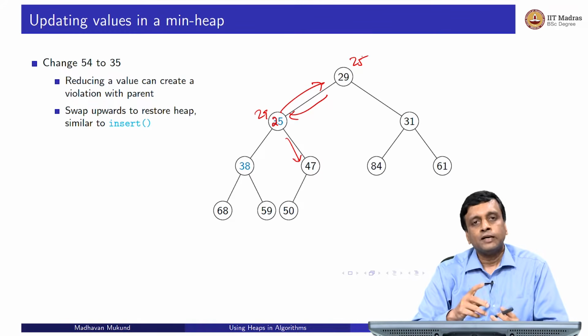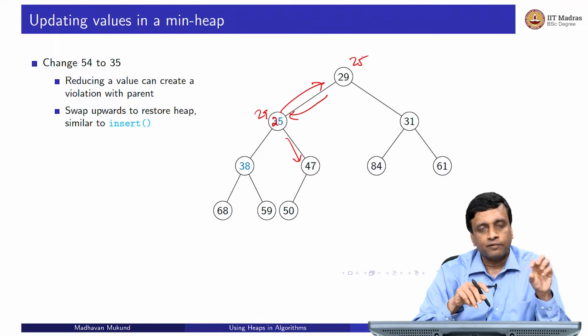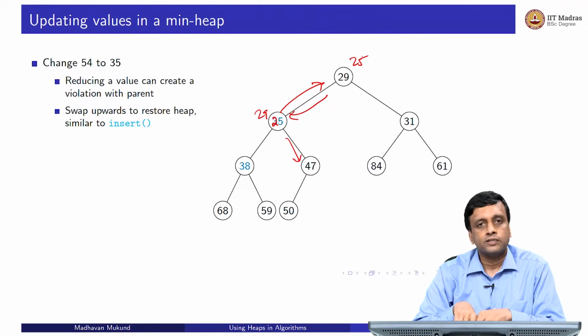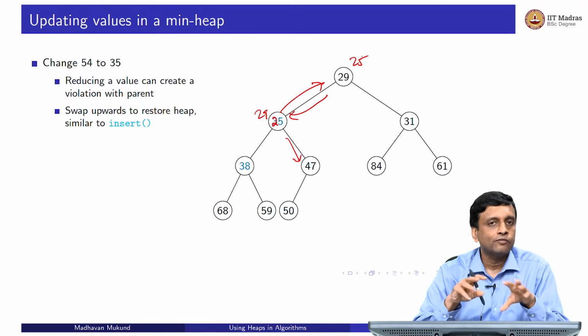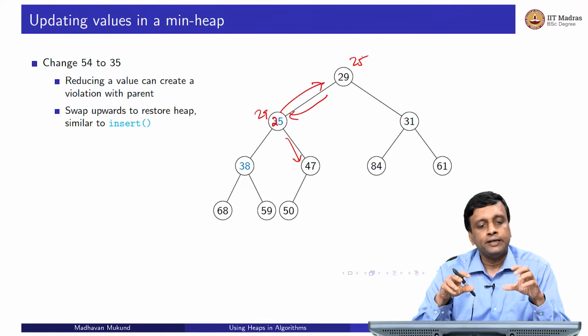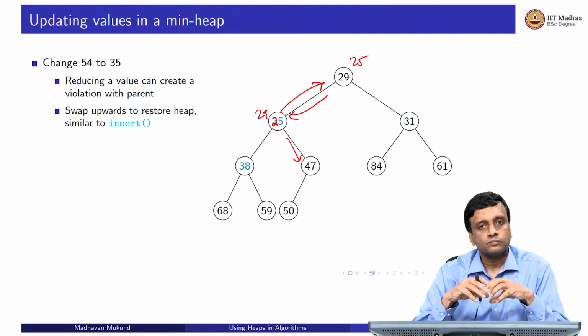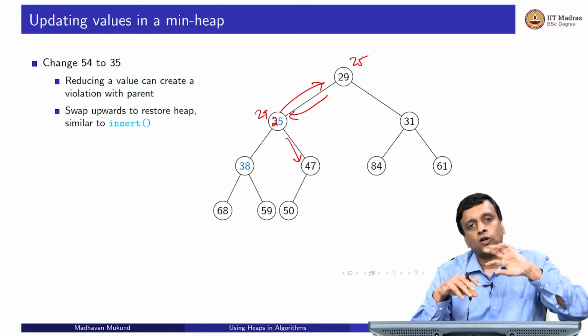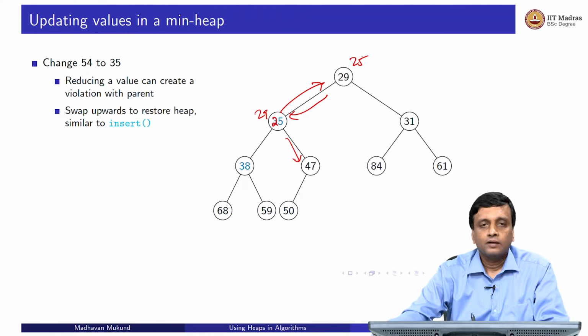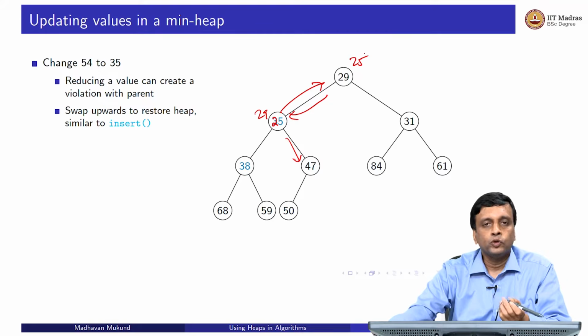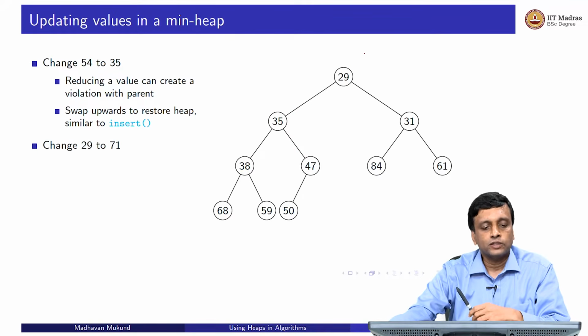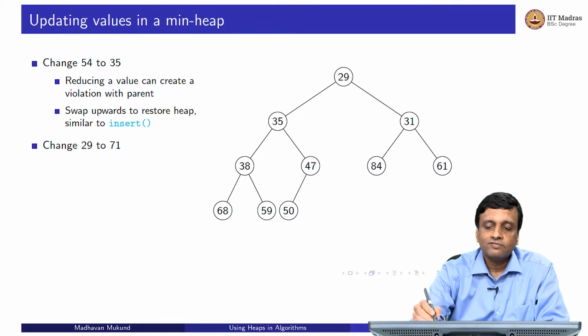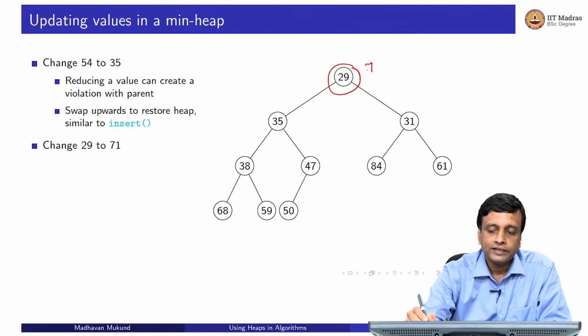So this is very similar to insert, except we are starting not from the bottom as we did in insert with a new node, but somewhere in the middle of the heap. So whenever in a min heap we reduce a value, it might need to be bubbled up the heap, right? Swapping with its parents along the path to the root. And of course the other kind of update we could do is to increase a value, right? So supposing I now take this value, right, and I make it 71.